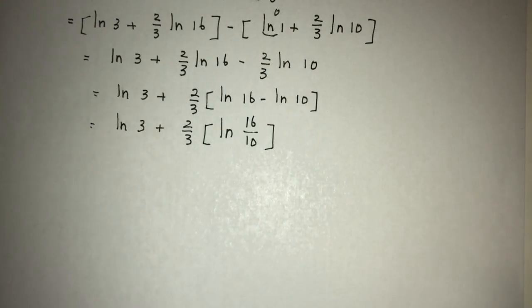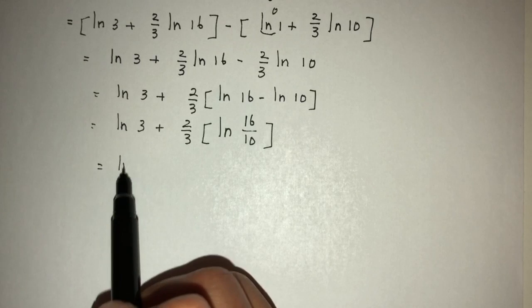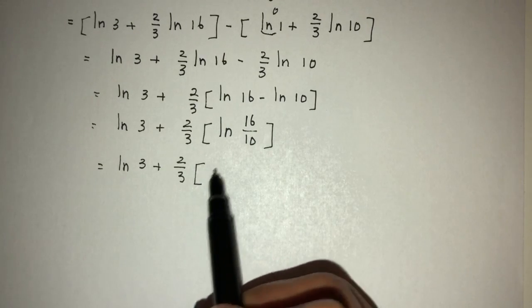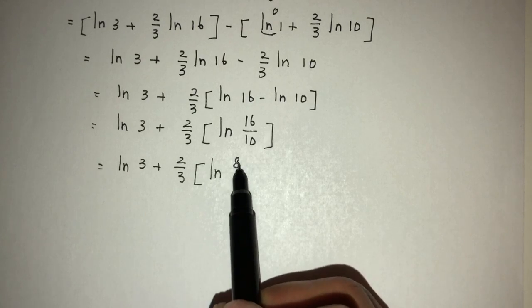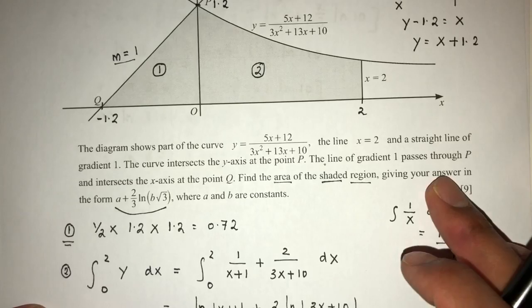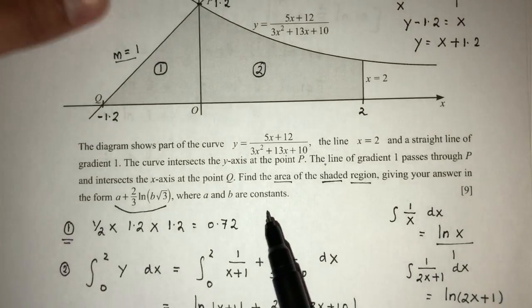Now one more time we can simplify again. You will have ln 3 plus 2/3, that will be ln of 8 over 5. Okay, so now this is the area of number 2. If you observe, it is asking us, giving your answer in terms of this. So let's write this down.